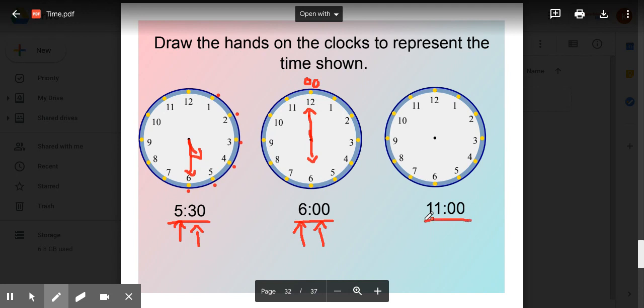And last but not least, draw the minute hand and the hour hand on this analog clock to show 11 o'clock. Ready? Go. All right, let's check your work. My hour is 11. So I'm going to draw my hour hand pointing to the 11. And my minute is o'clock. And remember our riddle? When the big hand is at the top, it is o'clock. So this analog clock now shows 11 o'clock.